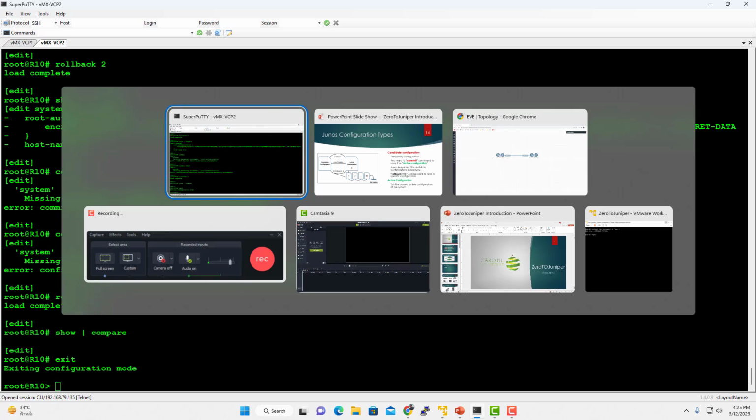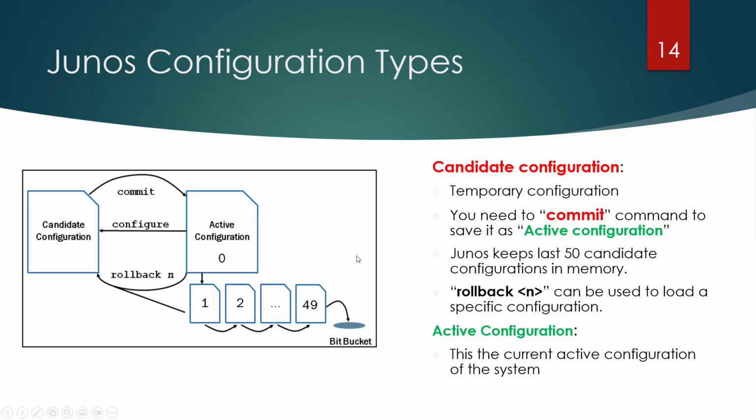You can exit the configuration. So this is important to remember. Whenever you make any changes, you have to use the commit command to make these changes permanent. That means the active configuration. But the previous changes are also kept. The last 50 changes are kept, which you can go back to using the rollback and the number command, right?